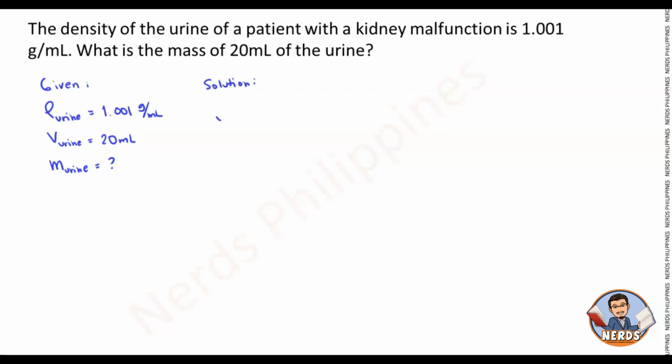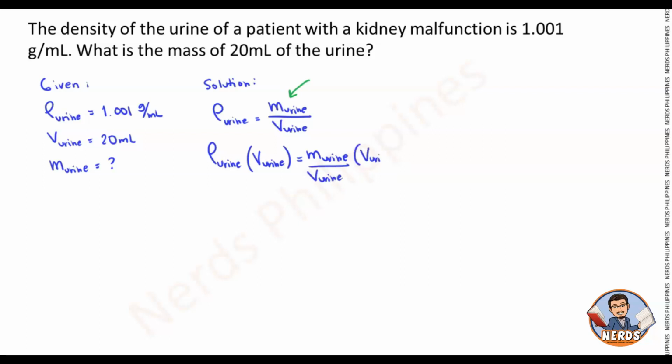So, ang formula ng ating density is, density ng urine is equal to mass of urine over volume ng urine. So, in this case, ang required natin is itong mass ng urine. So, kailangan ma-isolate natin siya sa ating equation. So, to do that, we'll have to multiply both sides by the volume of urine. So, we have here density of urine times the volume of urine is equal to the mass of urine over volume of urine times the volume of urine.